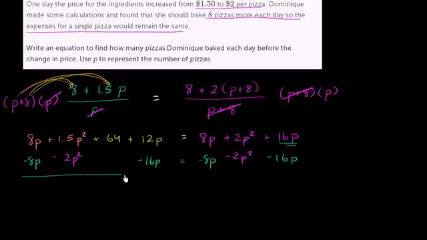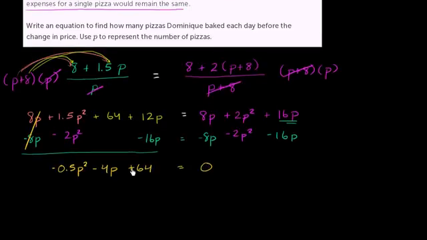And we are left with, I'll do it in degree order, 1.5p squared minus 2p squared, which is negative 0.5p squared. And these cancel out. 12p minus 16p is minus 4p. And then we have plus 64, and that is going to be equal to 0.